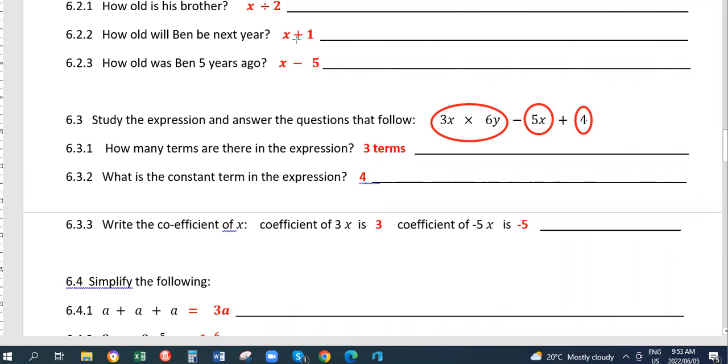What is the constant term? The constant term in the expression is 4. A constant term is a term that does not have a variable. So your constant term is 4. Write down the coefficient of x. In this particular example, we have x that appears twice. So if we only had this, then the coefficient will be -5. The coefficient is a number in front of x. But remember, when you look at the number, you also look at the sign that accompanies that number. And there's another x.